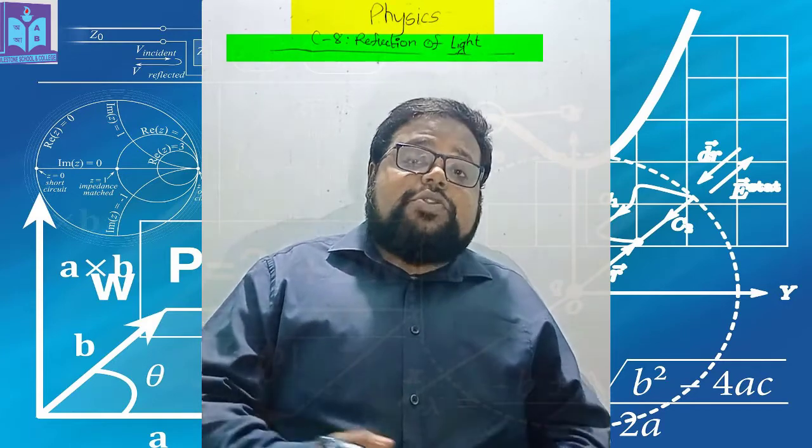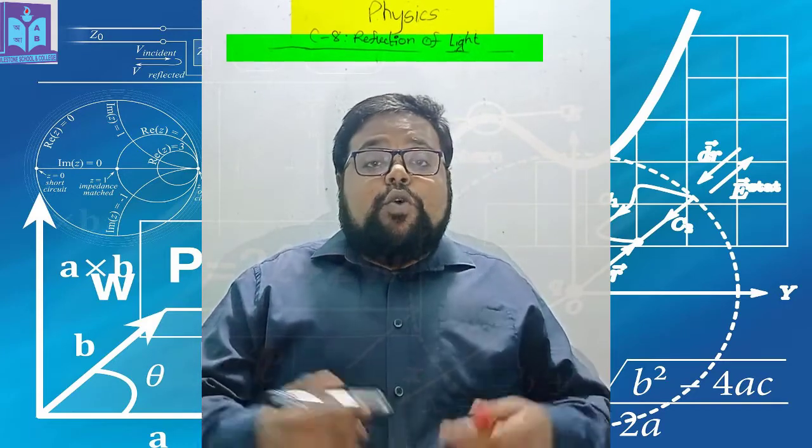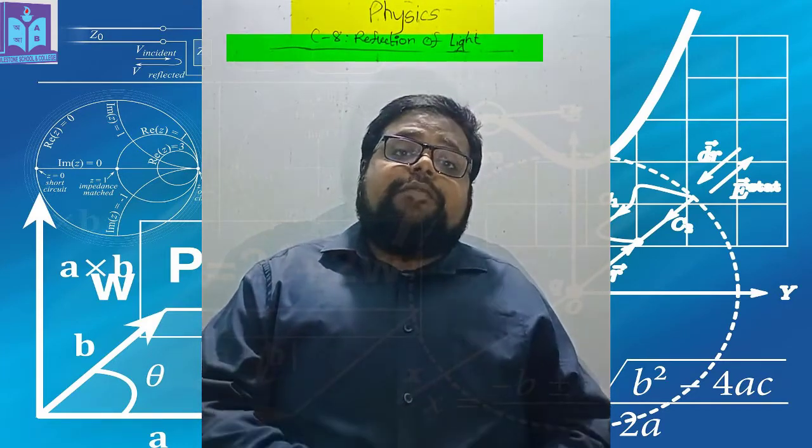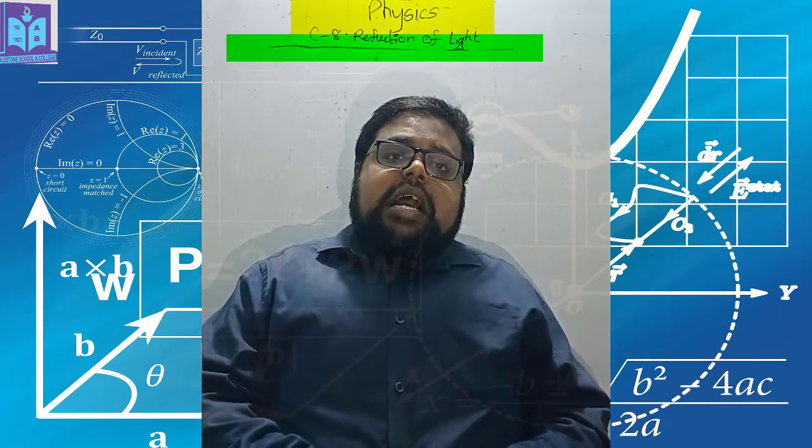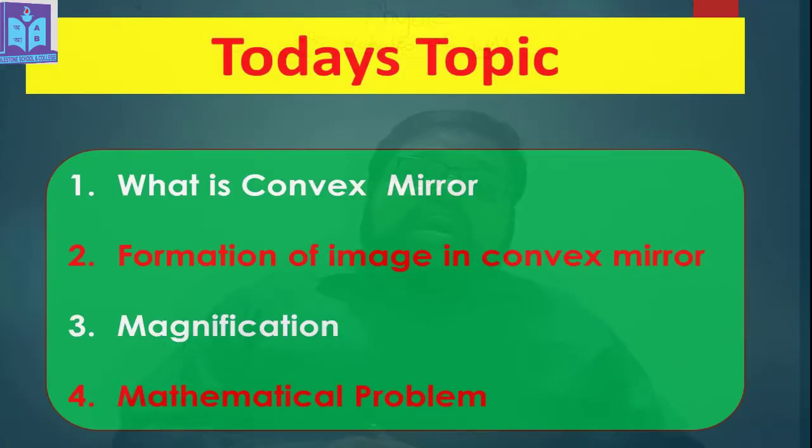Today I will discuss with you chapter 8, which is reflection of light. Here you can see our today's topic. Number 1, what is convex mirror? Number 2, how the image will form in a convex mirror. Number 3, what is magnification? Number 4, mathematical problem.